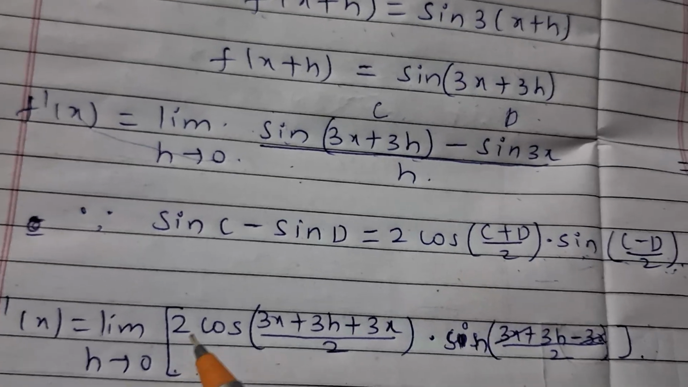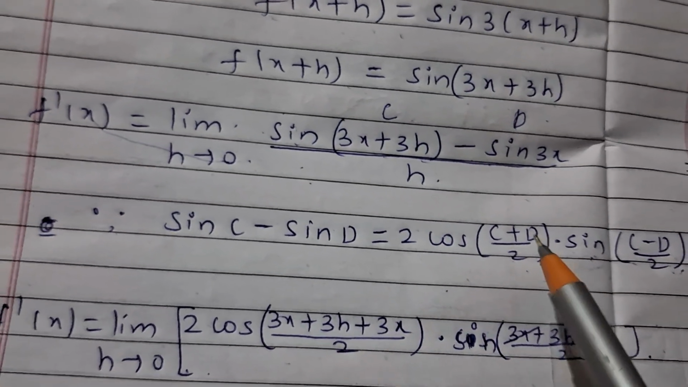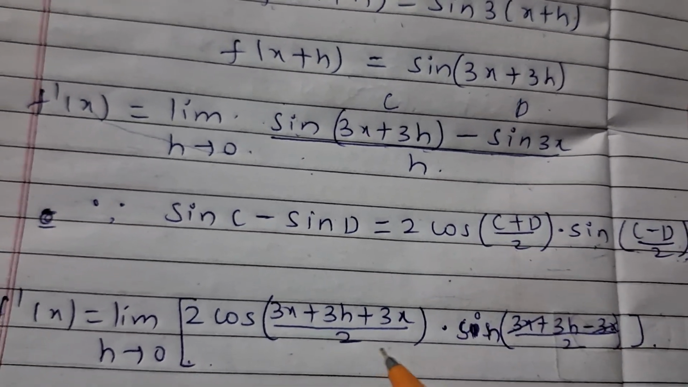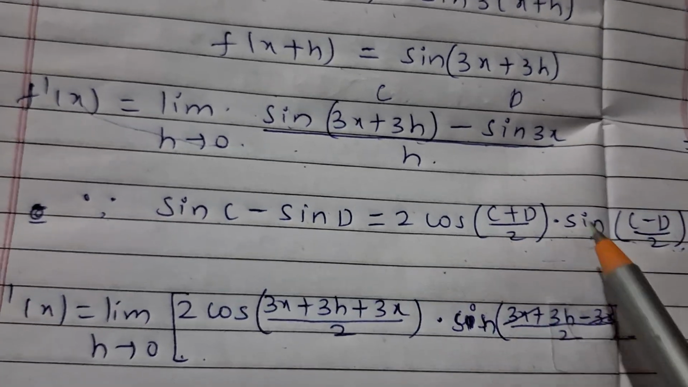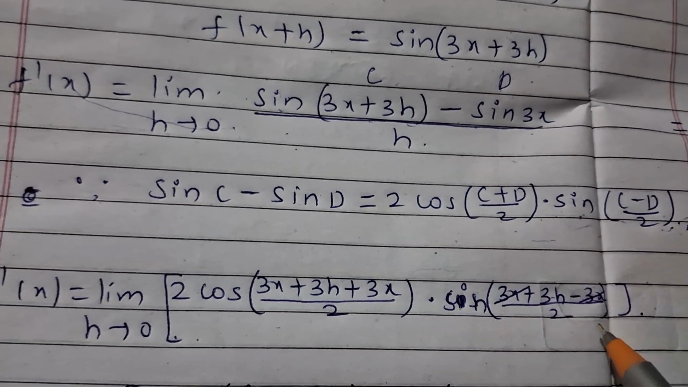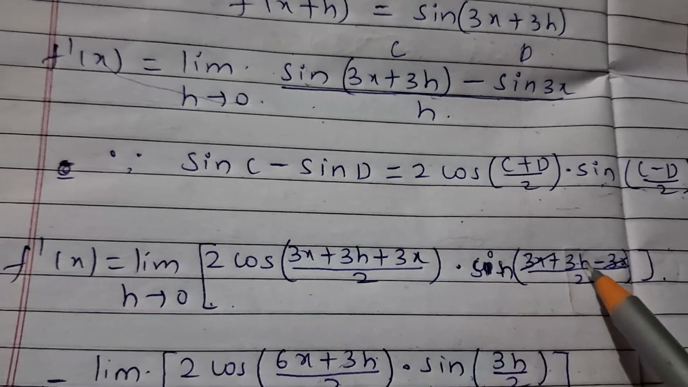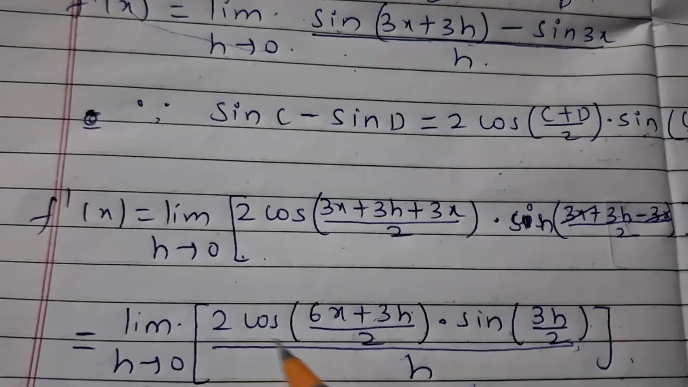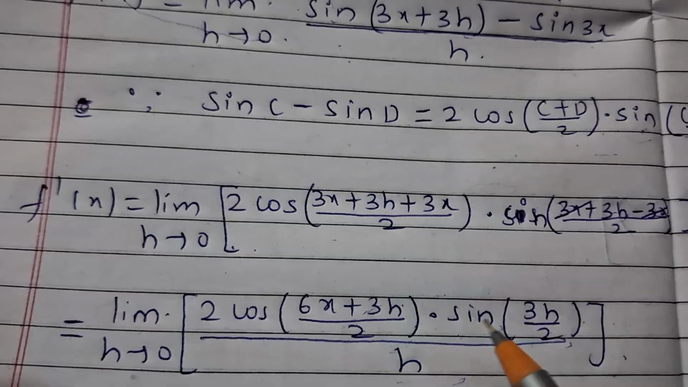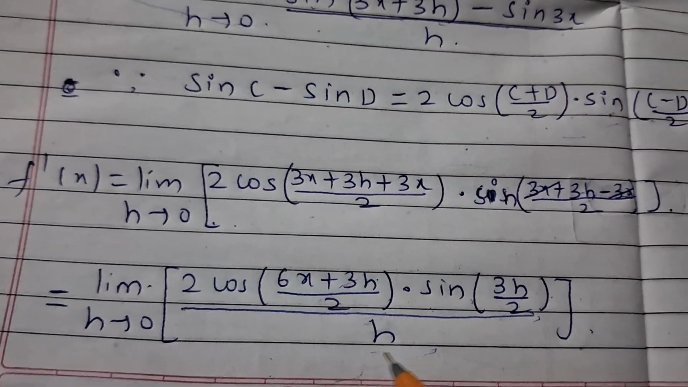2 cos((C+D)/2), where C is 3x + 3h and D is 3x, all upon 2. Clear? Then dot sin((C−D)/2). C is 3x + 3h and minus D, which is 3x, all upon 2. So 3x is cancelled and only 3h remains. Then f'(x) = limit h tends to 0 of 2 cos((6x + 3h)/2) · sin(3h/2) / h. Till here you understood?